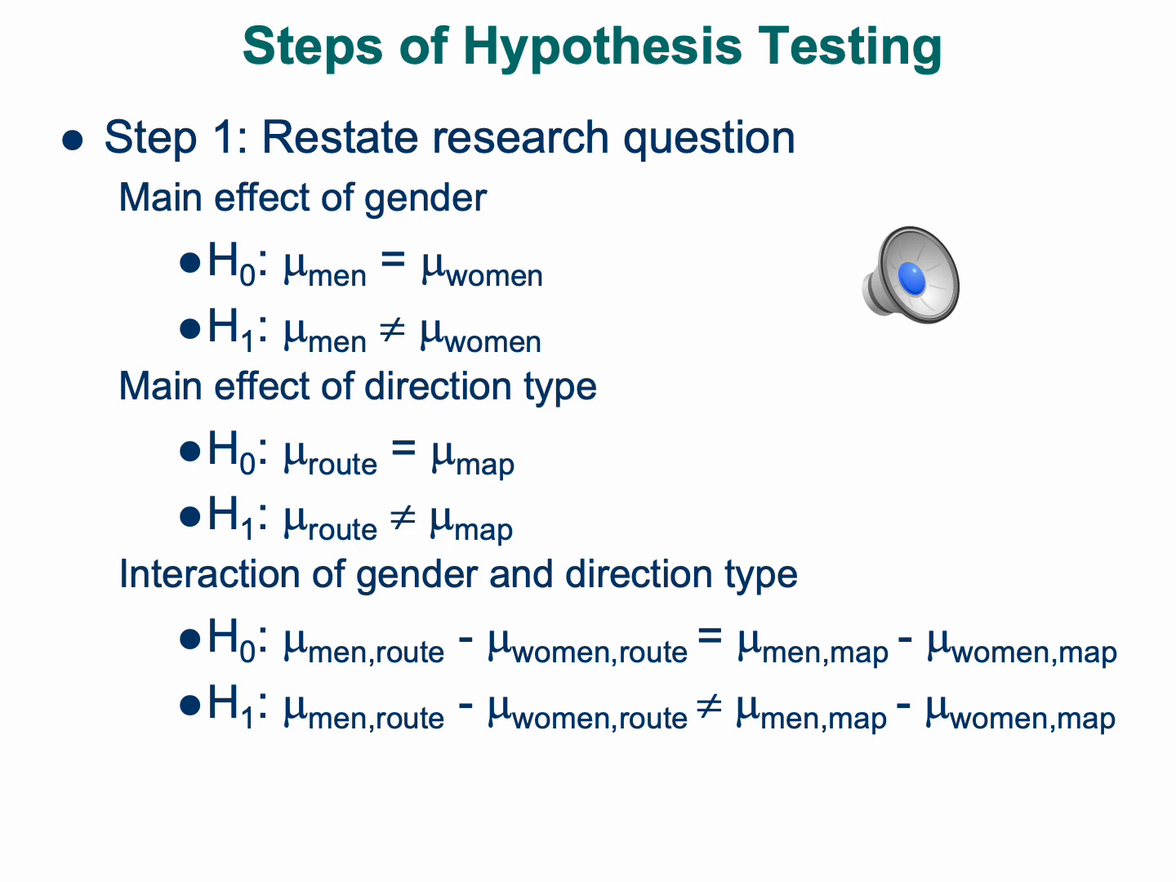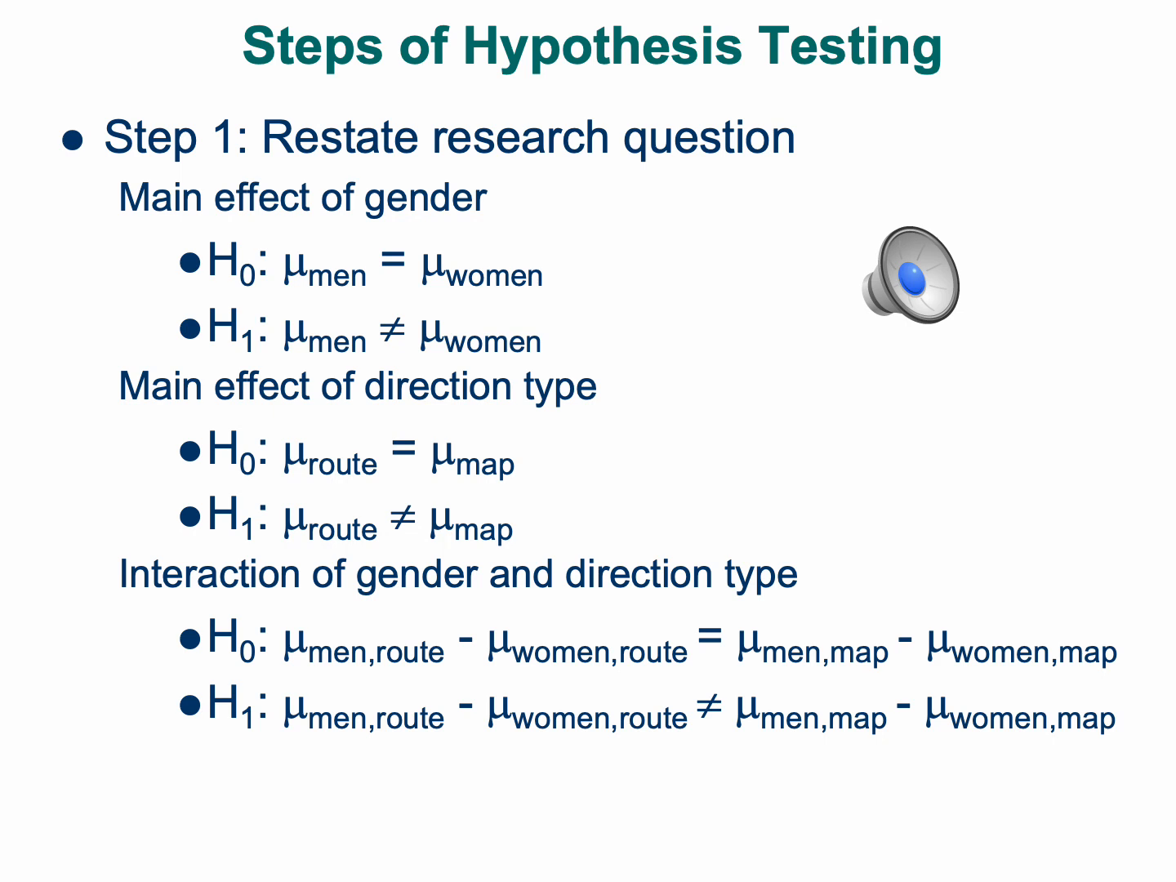And then finally, the new thing about Factorial ANOVA is we have hypotheses that deal with interactions. And these look pretty complicated. Now look at this null hypothesis for the interaction here. The population of men using routes minus the population of women using routes will equal the population of men using maps minus the population of women using maps.